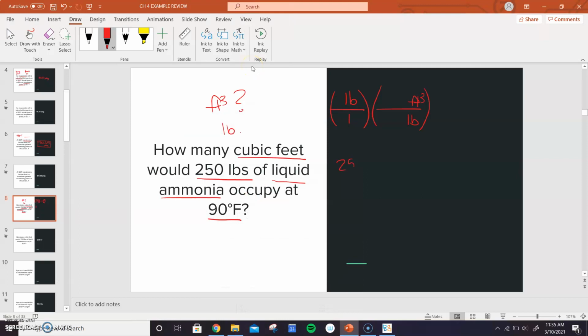So we start out with 250 pounds of liquid ammonia, right? And for every pound of liquid ammonia, it takes up 0.0270 cubic foot per pound. Okay, so now we do out our math, pounds crosses out, we're left with cubic feet, which is what we wanted, and we just multiply 250 times 0.0270.